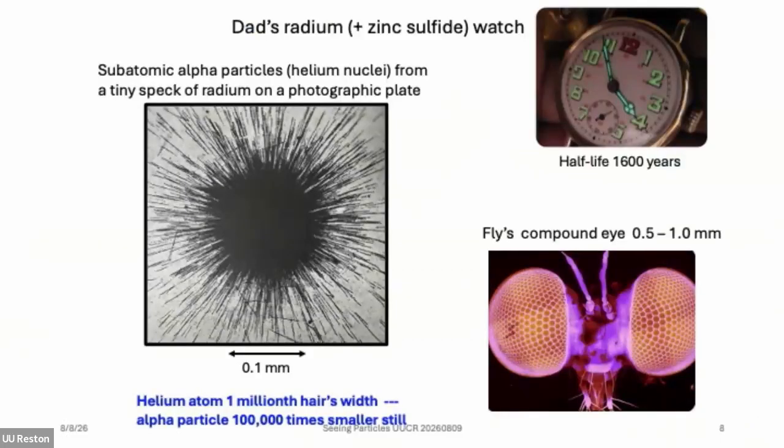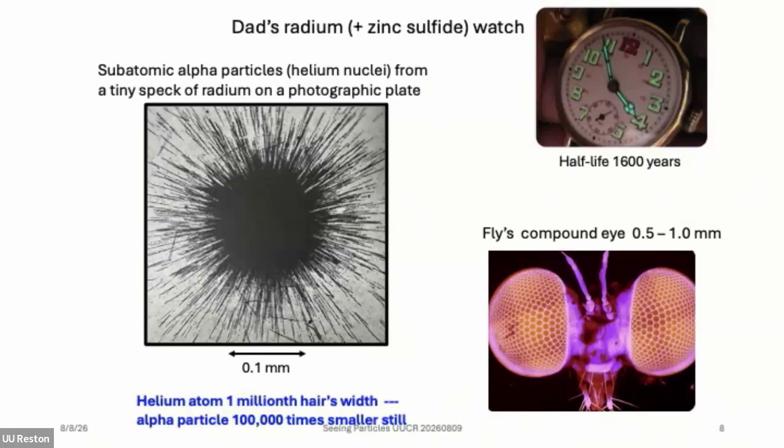And so on the next slide here, I show my first time I saw particles, which was my dad's radium watch. He had a radium watch, which was one of the luminous ones that were radioactive, with radium in zinc sulfide, which is a phosphor that glowed when the alpha particles that came out of the helium nucleus actually excited the atoms in zinc sulfide and made it glow. And a picture on the right here is of one of those old luminous watches that were based on radioactivity. And I have lost that, unfortunately, that watch.